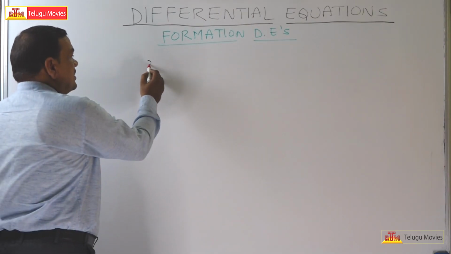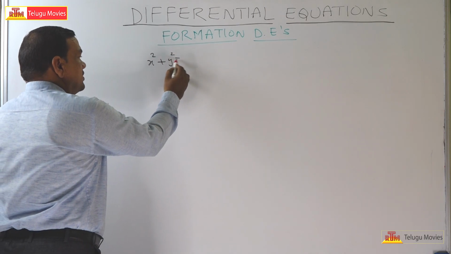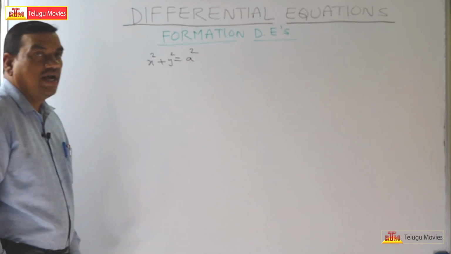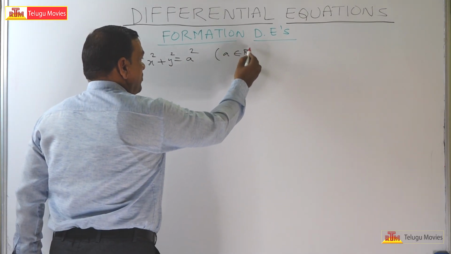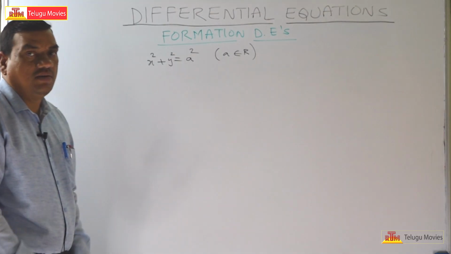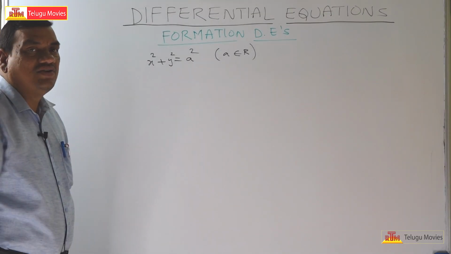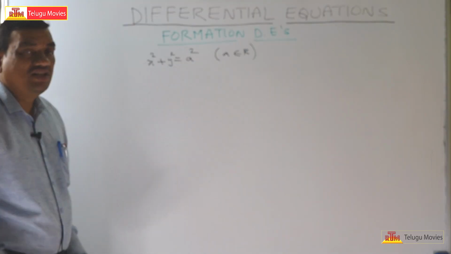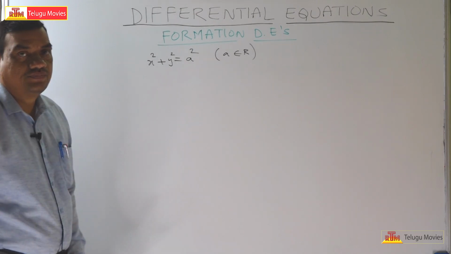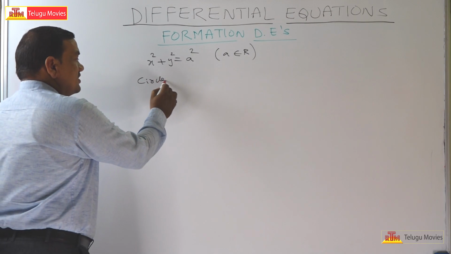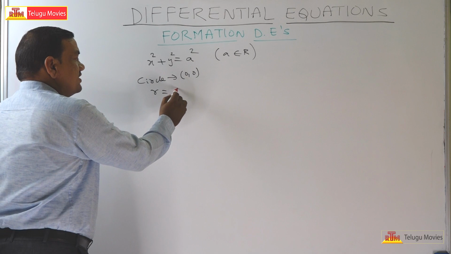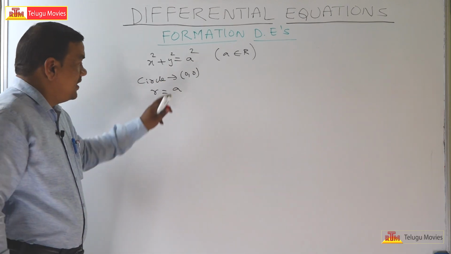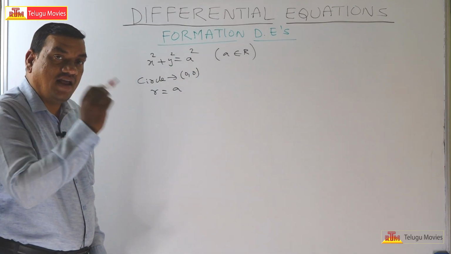Consider an equation x square plus y square is equal to a square, where a is an arbitrary constant. I am saying a is a real number. By seeing this equation, what will you immediately think? What does the equation represent? The equation is a circle. It is a circle with center (0, 0) and radius equal to a. Here I am saying a is a real number.